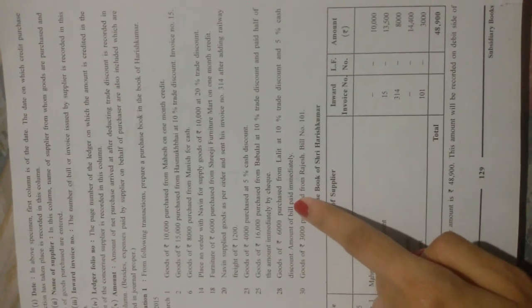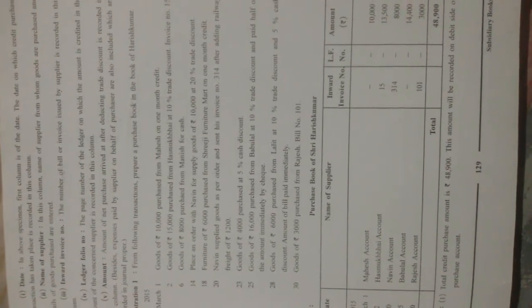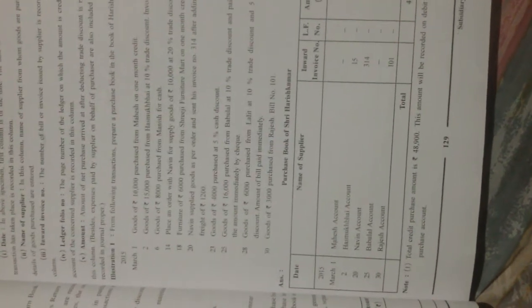Then next is goods of rupees 6,000 was purchased from Lalit at 10% rate discount and 5% cash discount, and amount of bill was paid immediately. So cash was paid obviously. So again, cash purchase of goods is never ever recorded in the purchase book.